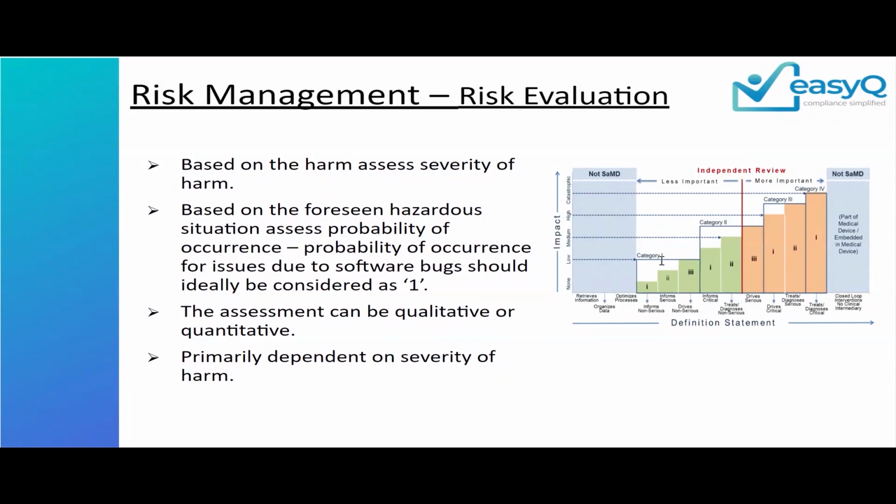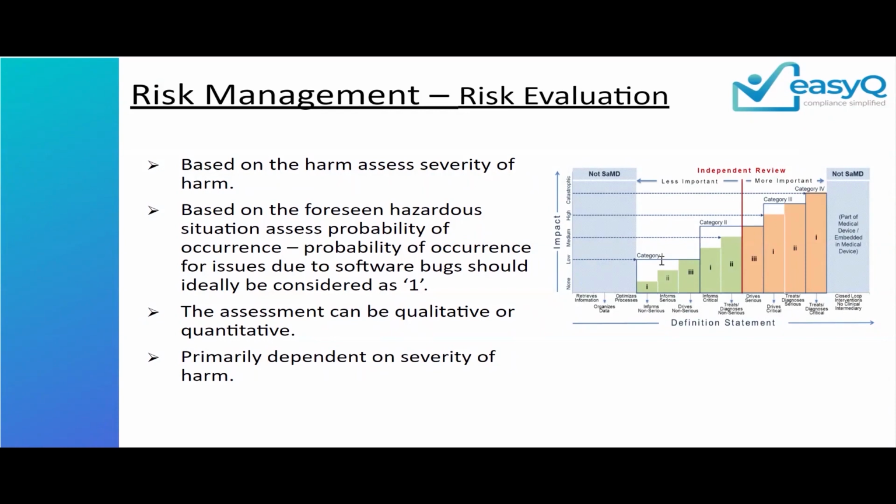You define certain acceptance criteria. If the risk does not fall into that acceptance criteria, then you implement your controls and you move from there. One very important thing that I would like to highlight when you talk about risk evaluation for SaMD is probability of occurrence. How do you gauge probability of occurrence for a software bug? How do you gauge a probability of occurrence for something that you don't have any data on? For cyber attacks, how do you gauge when the cyber attack is going to happen?